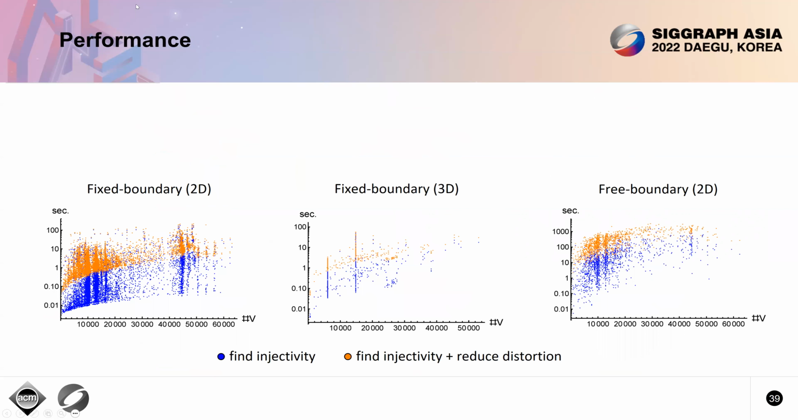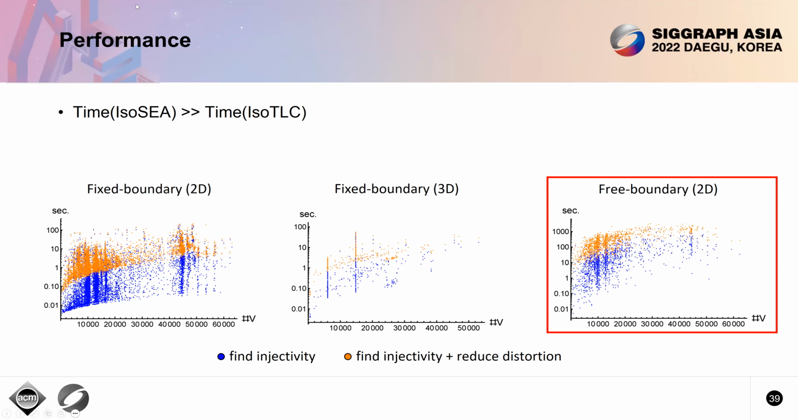Finally, we report the running time of our method on the fixed boundary and free boundary benchmarks as a function of the mesh size. The blue dots show the timing for the first stage of our method, which computes an injective map. The orange dots show the total timing after reducing distortion. The running time generally grows with the mesh size. The timings are similar to TLC and ICEA and are comparable to FFM on the fixed boundary benchmark.